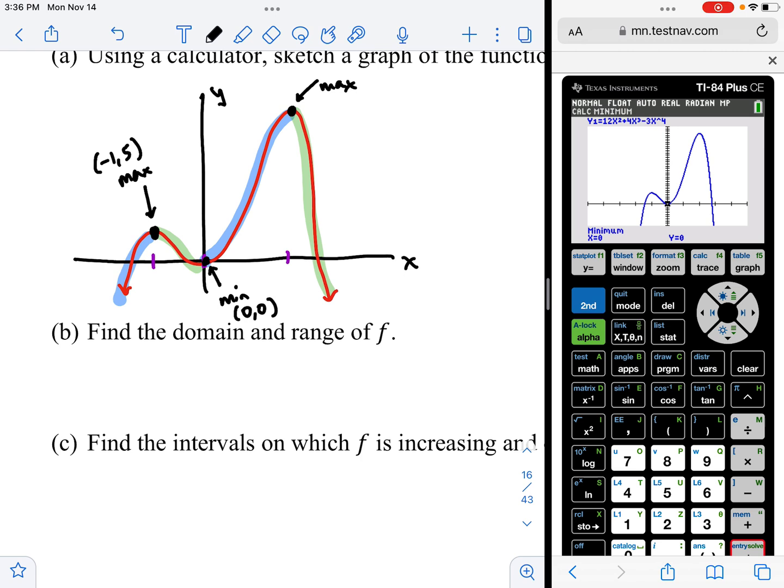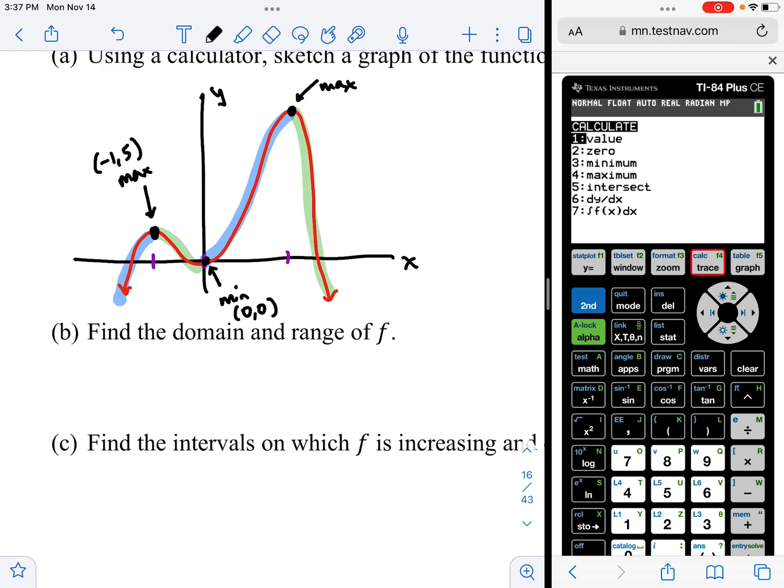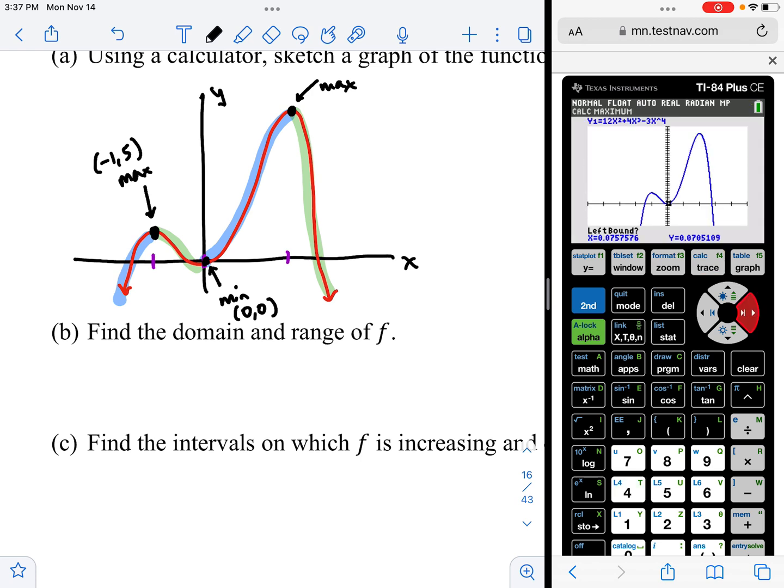That's 0, 0. And then I'm going to go back to the calculate menu. I'm going to choose maximum and do the last maximum, which is up here. So I'm going to go sort of right of it, maybe about there, and then this side, and then I'm going to go up and guess right about there for the maximum. And that maximum is 32.